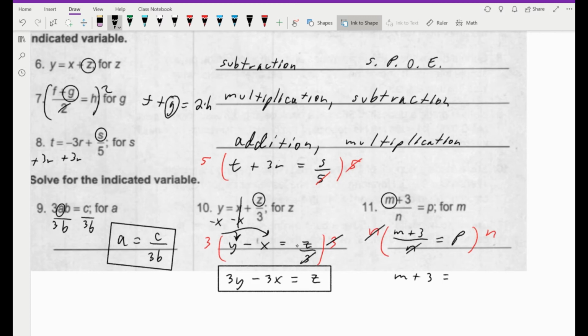Now in math, we typically write in alphabetical order. So I'm going to write the n first before the p. But p times n and n times p would be the same thing. But we like to go in alphabetical order. Now for the final step, we just need to subtract 3 from both sides. So we get m equals np minus 3.